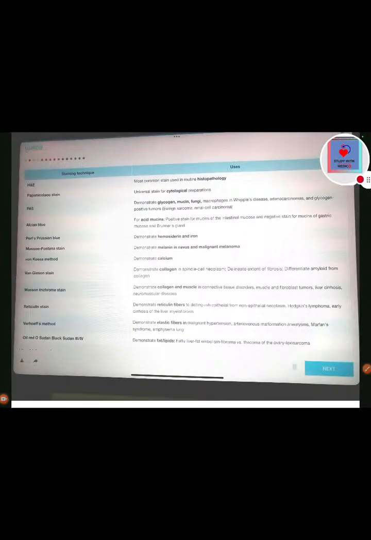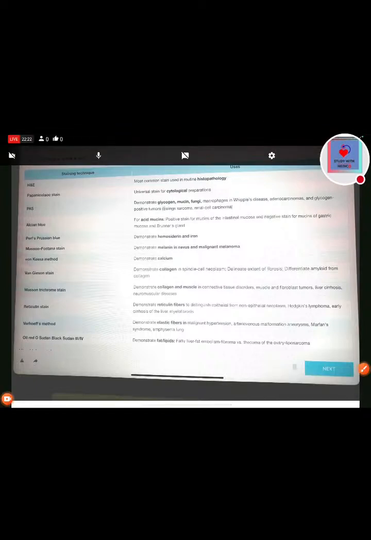So here you can see the table of various stains. This will be very useful. H&E stain is the most common stain and it is used in routine histopathology. Papanicolaou stain is a universal stain for cytological preparations. PAS is for demonstration of glycogen, mucin, fungi. Okay, mucin, fungi. For that we use which stain? PAS stain. Okay, macrophages in Whipple's disease.